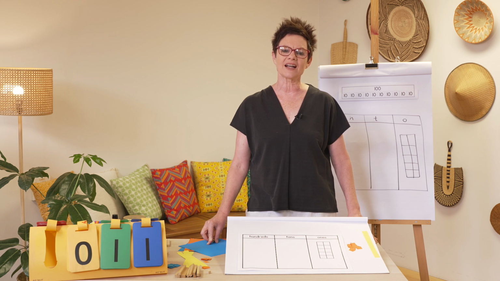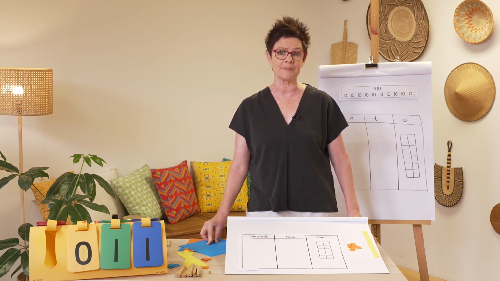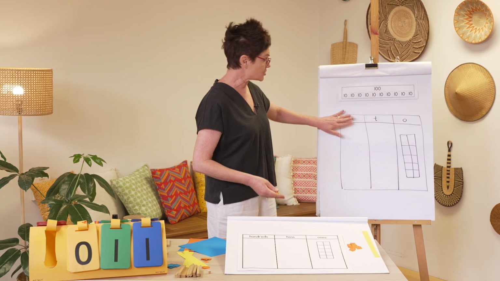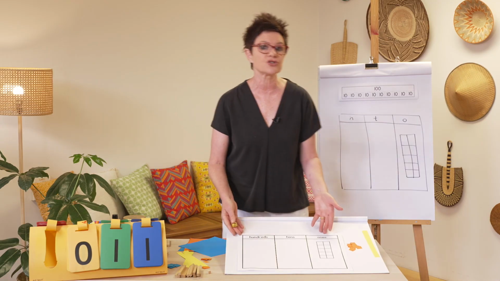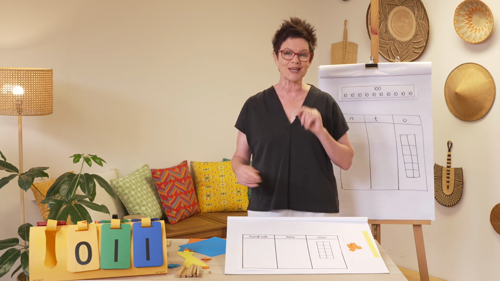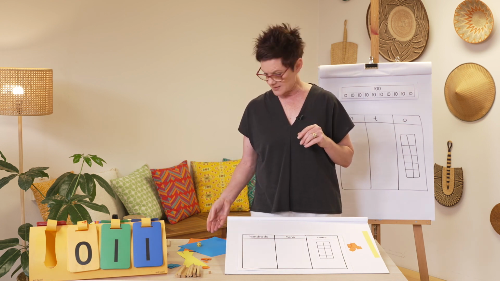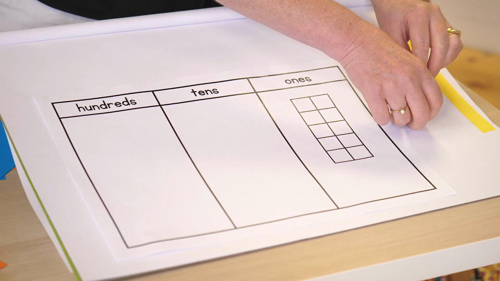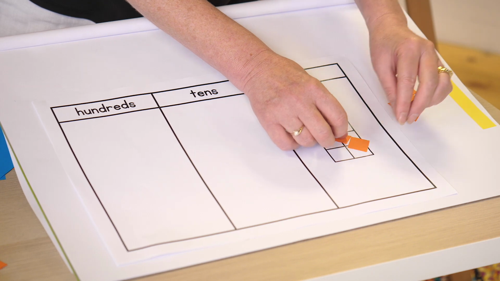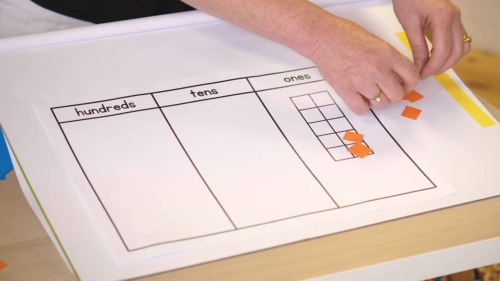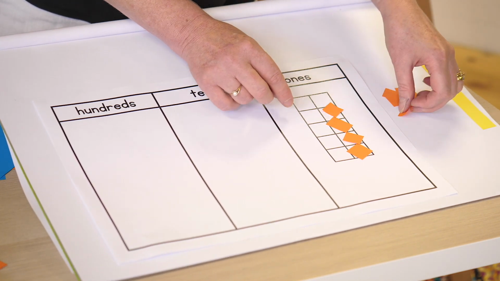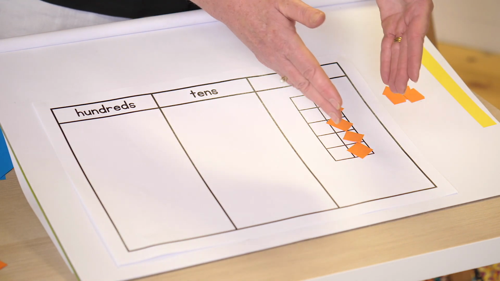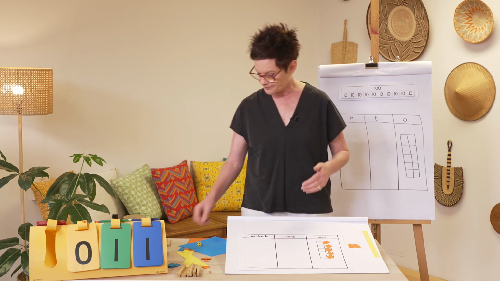Okay, let's start our game. It's called the base 10 game. You'll need a dice, remember, and a chart. We've made a chart for you, and I've got one here to show you how to play the game. So let's get going. I'm going to roll my first dice and I roll a 5. So I'm going to take 5 ones. 1, 2, 3, 4, 5 to fill up my ones column and my 10 frame.